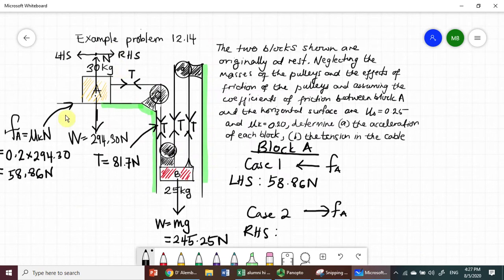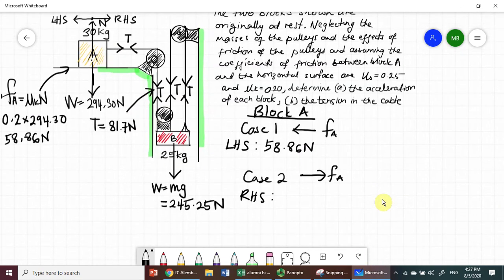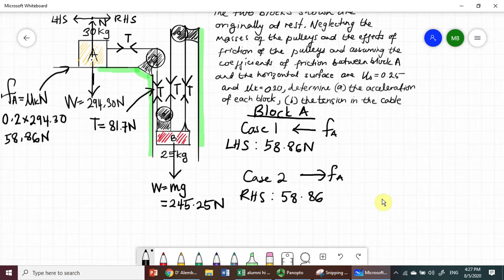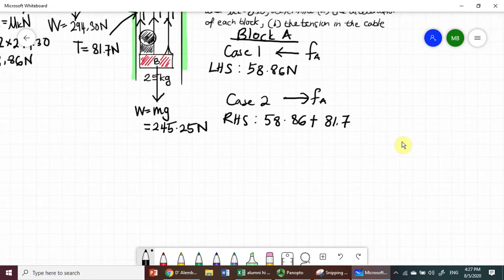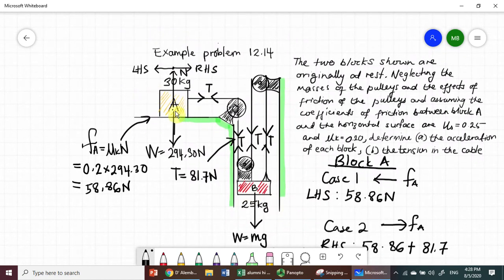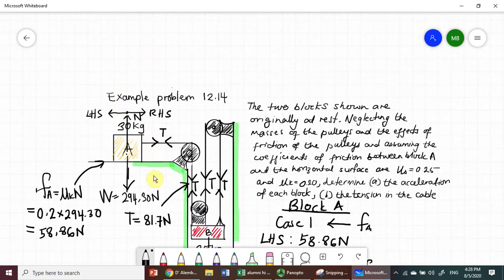diagram of block A. What are the forces involved? Of course we will have the friction, the direction of the friction, and we will also have the tension value, and the tension is 81.7. So obviously what you can see here, the right-hand side is much greater than the left-hand side. What does that mean? What it means is our block A is going to move to the right-hand side.